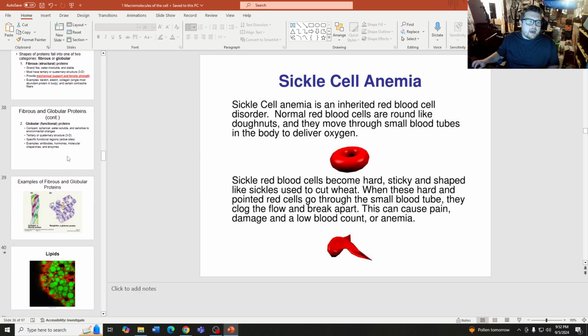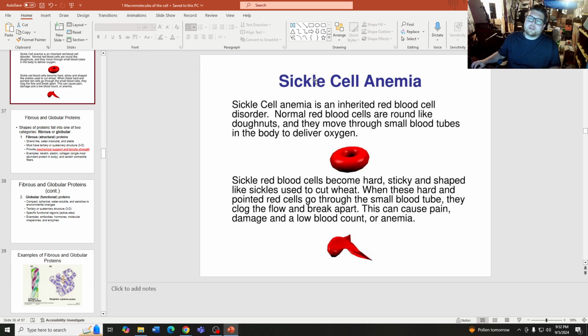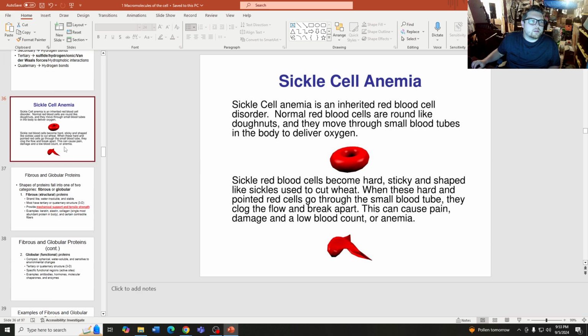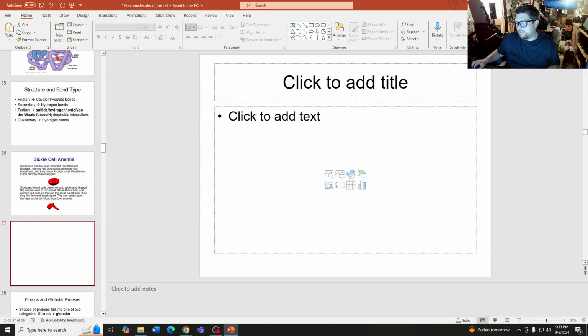Getting into a little bit of pathology, sickle cell anemia. Sickle cell anemia is an inherited red blood cell disorder where normal red blood cells are round, kind of like donuts, like little inner tubes, and they are able to move through the blood vessels and deliver oxygen to the body. Essentially, there's a mutation in the actual DNA itself. I'm going to go into a little bit more detail than what's absolutely necessary. But in the future, you're going to see a lot on sickle cell, so I don't feel bad being redundant with it.